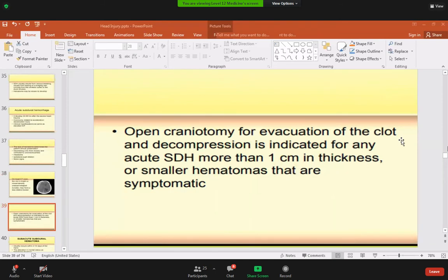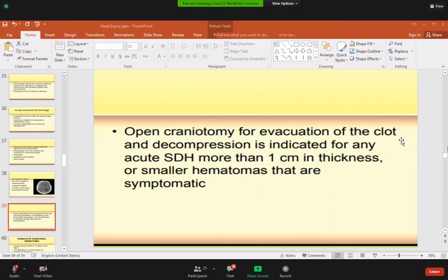Okay, again, for the management, we'll discuss the indications for urgent surgery or indications for exploration in the next slides. But just for this, if the patient has an acute subdural hematoma and is symptomatic, open craniotomy is advised, and we evacuate the clot. Sometimes we just do it by burr hole, we don't do craniotomy all the time. And sometimes if things are massive, we can go for craniectomy.